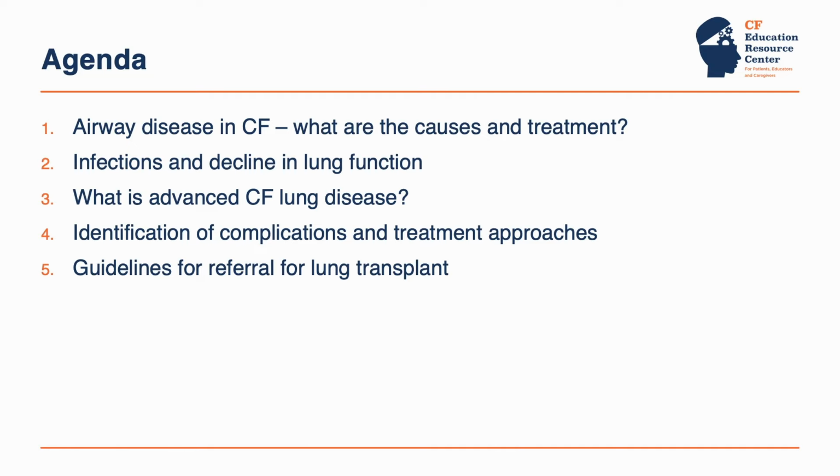So over the course of the next few minutes, what I'd like to talk about are the following. Airway disease and CF. We'll do a brief review of the causes and treatment options. We'll then talk about infections and how that drives the decline in lung function and leads to advanced lung disease. Next, we'll define advanced lung disease, so we're all clear on how we approach that and when that label is appropriate. We'll talk about identification of advanced lung disease, the complications that occur, and the various treatment approaches. And then lastly, guidelines for referral for lung transplant.